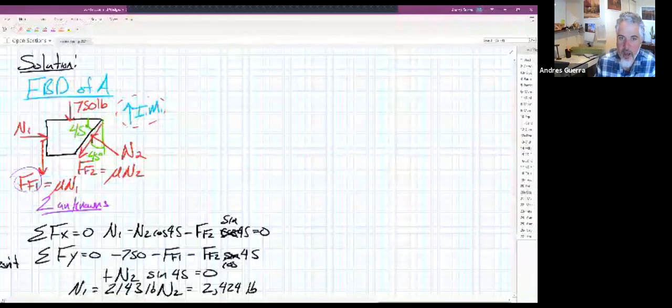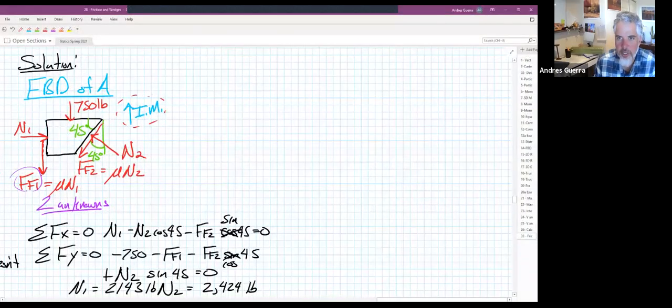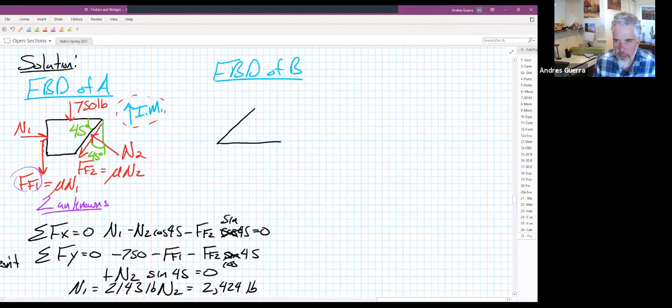Okay, so now we can go on to the FBD of B. And because we know N2 now, here's the FBD of B. We have our P that we're trying to find right here. We'd have this normal force, which is always a pushing force, so it's going the opposite direction that we drew it over here, but it's N2, which we know is 2,424 pounds. We'll have a new normal force along the floor here, N3.